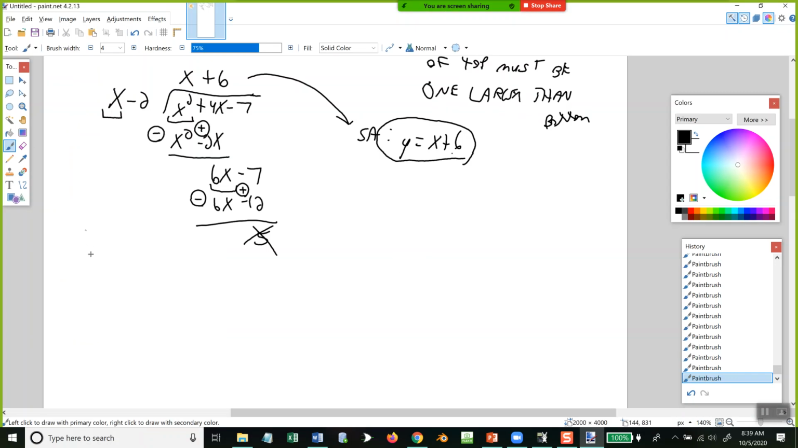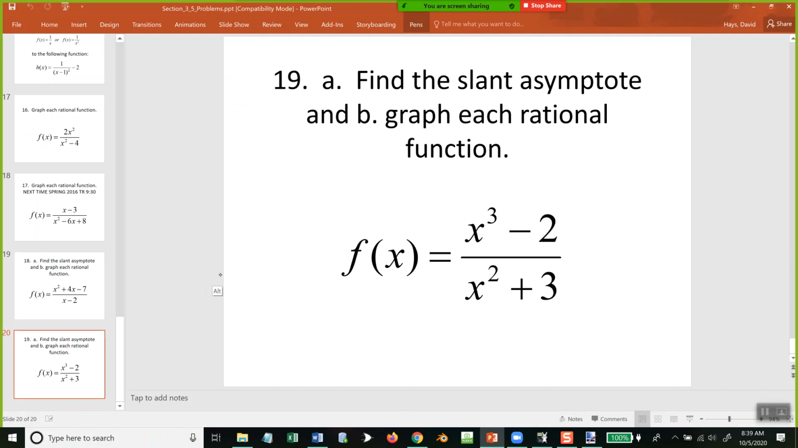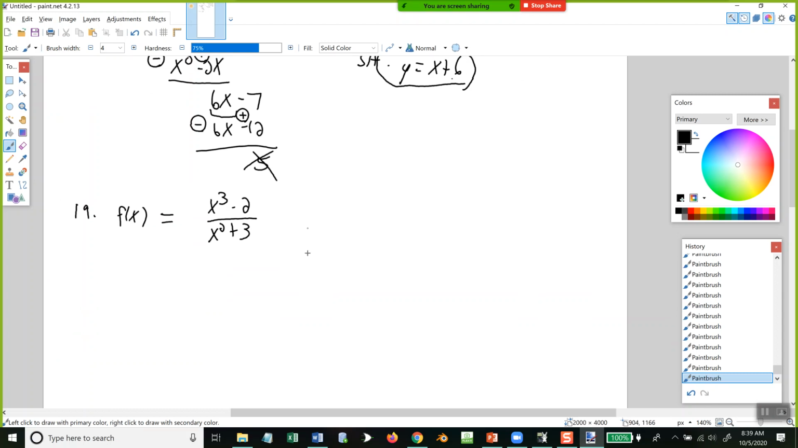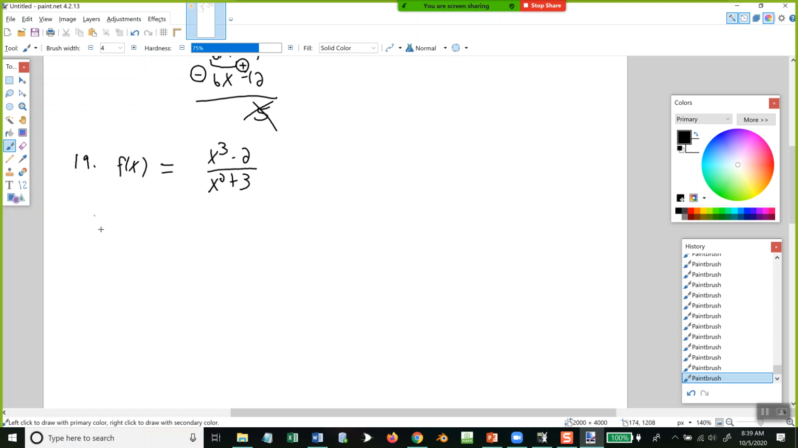Number 19. We've got f of x equals x to the third minus 2 over x squared plus 3. Again, I want to use long division. So I've got x squared plus 0x plus 3, and that's going into x to the third plus 0x squared plus 0x minus 2. Remember, we put it in standard form and we put 0 placeholders for any missing powers.